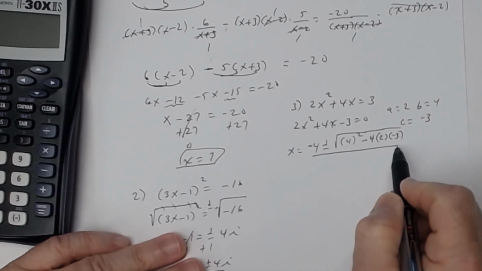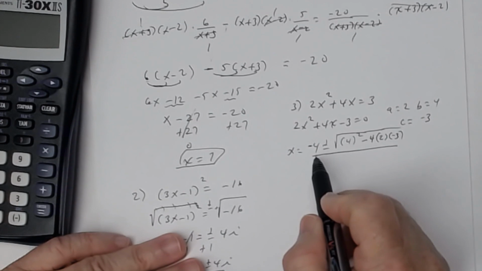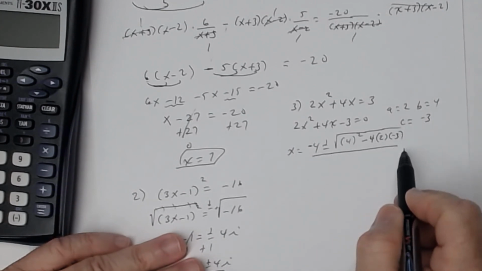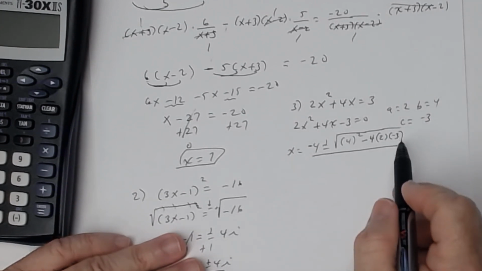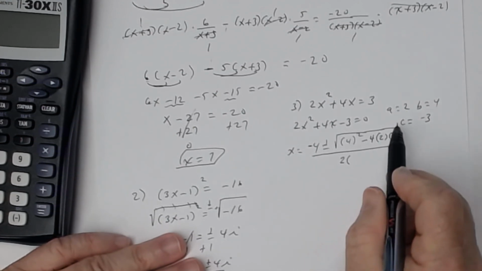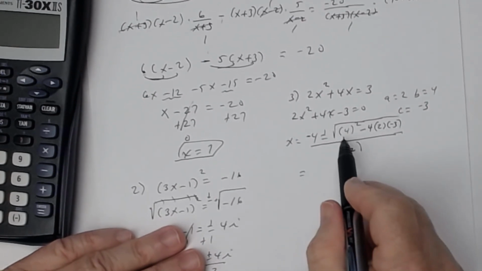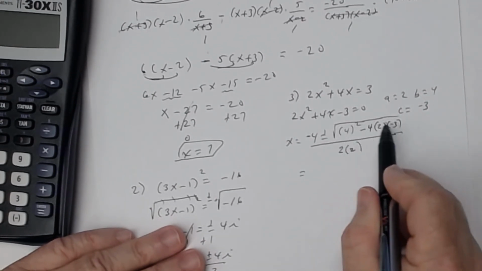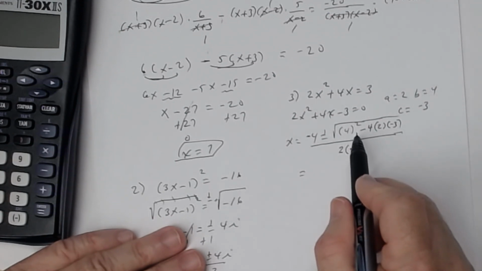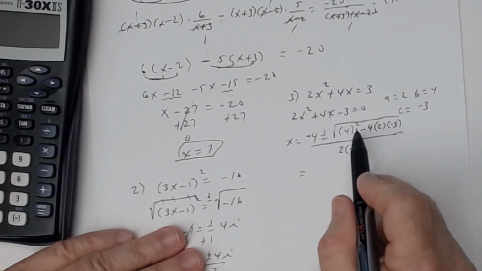All of that. So you've got to make sure that when you do that division symbol right here, you go from negative 4 all the way to the end of your radical expression. All of that is being divided by 2 times a, and a is 2. All right, now let's go ahead and simplify the radicand. Remember, when you're dealing with a quadratic formula, this is also called the discriminant.